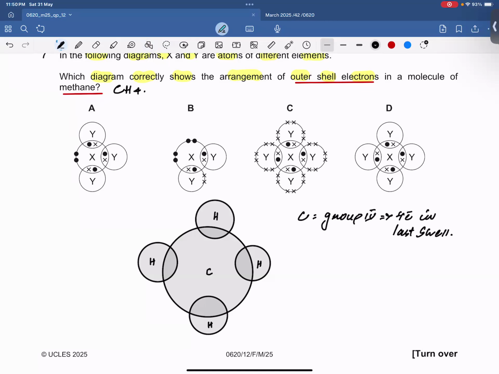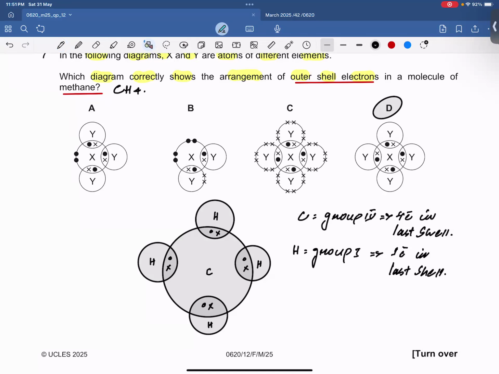That means these electrons are represented by dots. So these are the 4 valence electrons of carbon. Now hydrogen is found in group 1 of the periodic table, which means it has 1 valence electron. And this electron is represented by a cross. So on the basis of this entire analysis, D is going to be the right answer, okay?